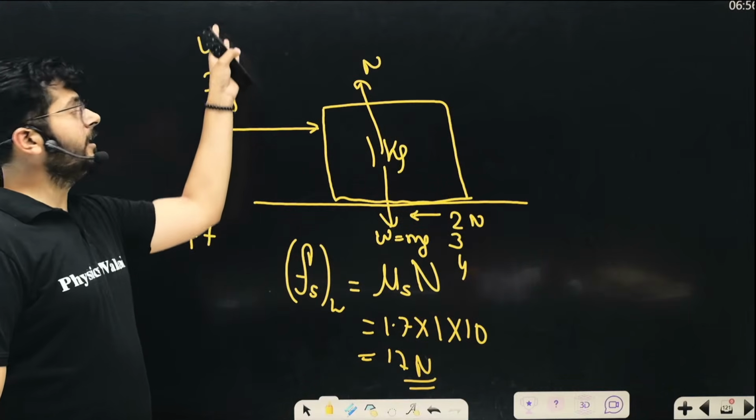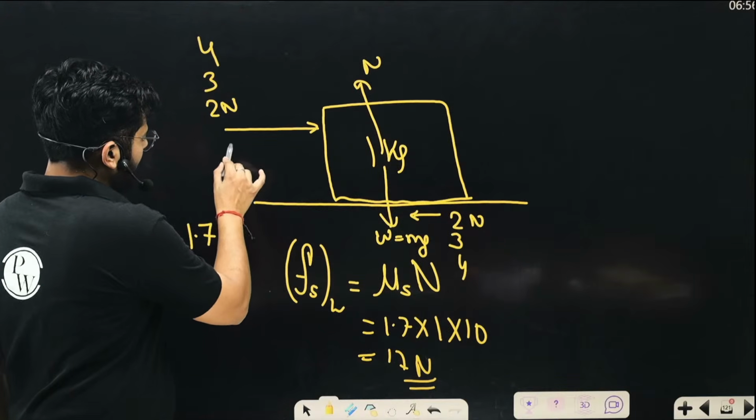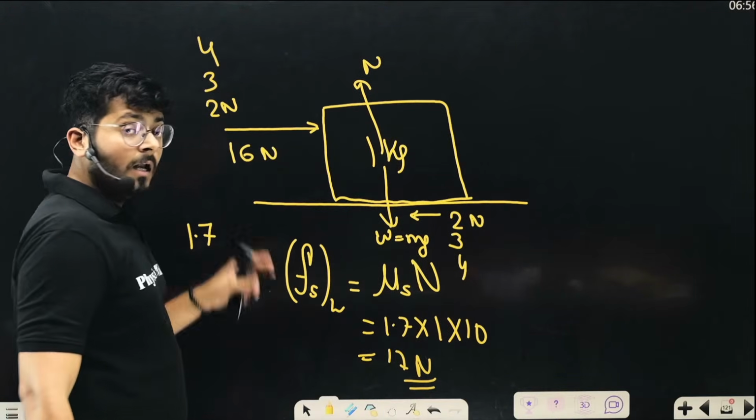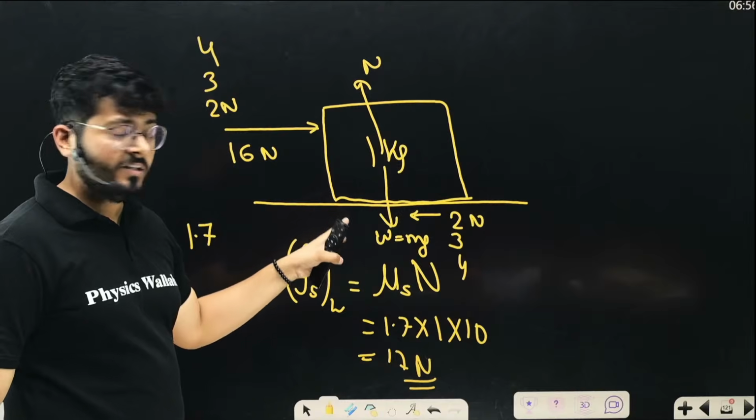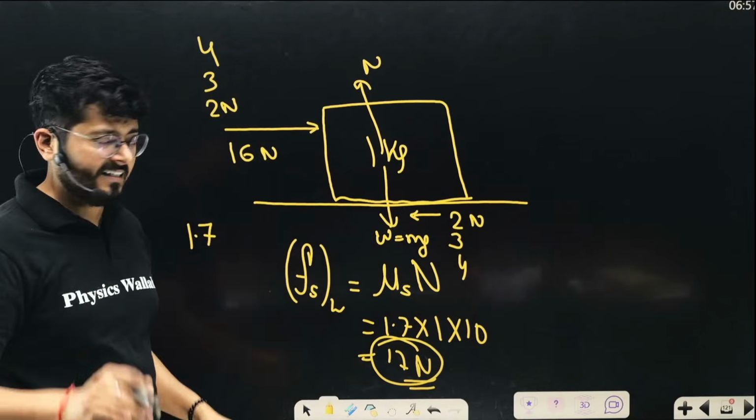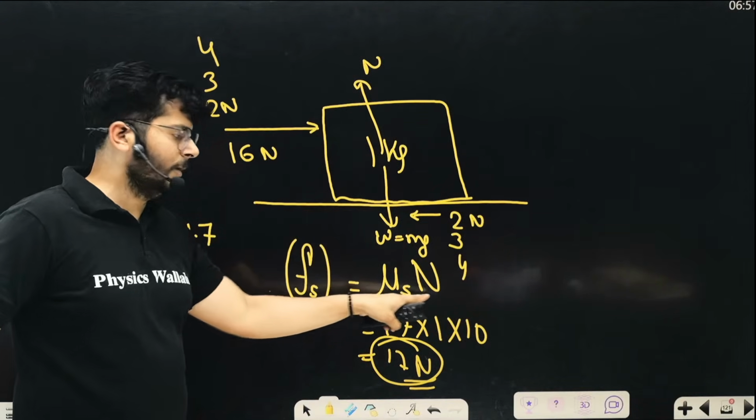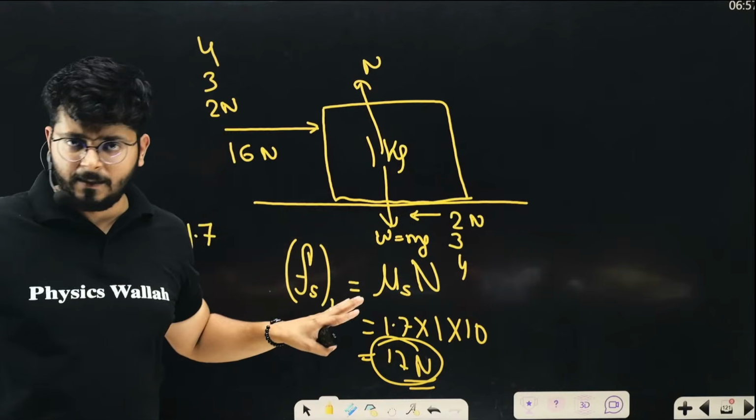So you can continue to keep on increasing the force. Let's say you are applying a force of 16 Newton. Now you will be opposed by 16 Newton. You see that the maximum possible value is 17. Understand that between these two surfaces, the maximum static friction is mu s into N. It is not acting all the time.